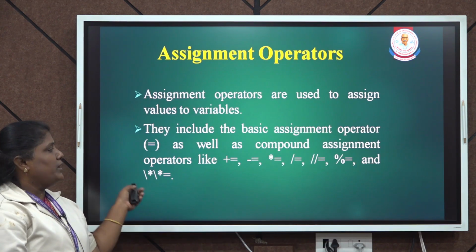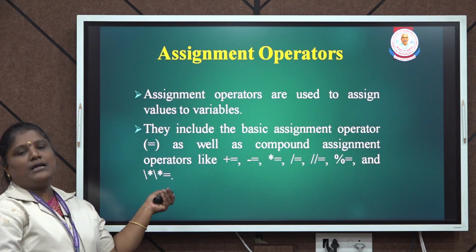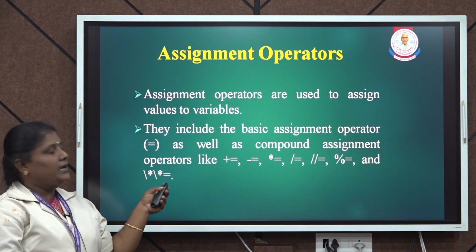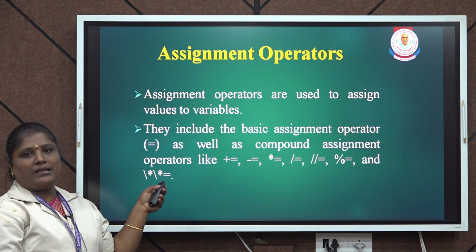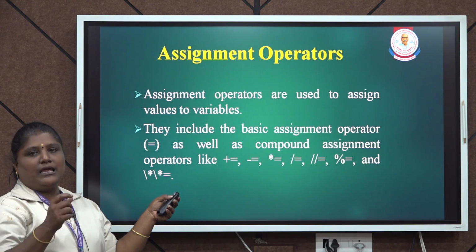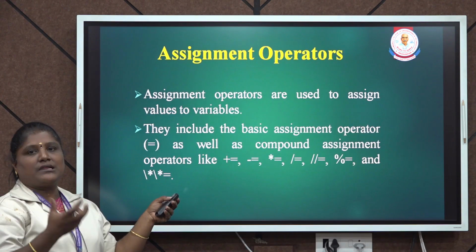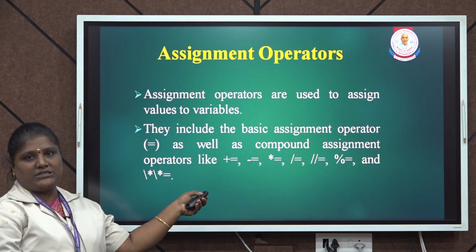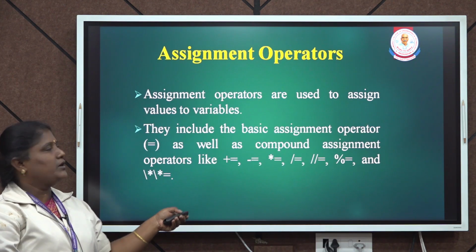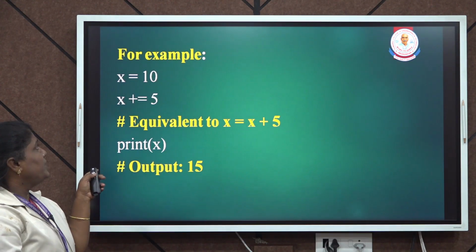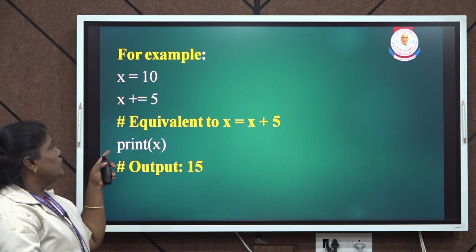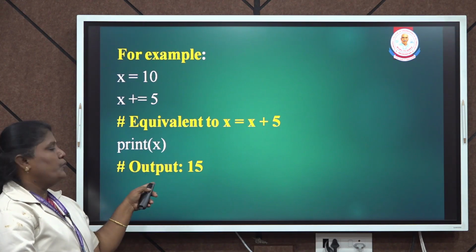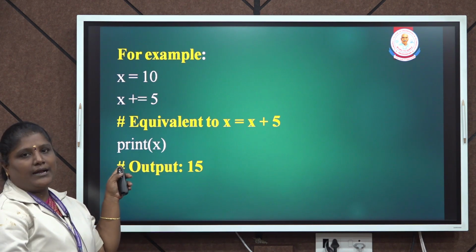These are the compound assignment operators, as well as the shorthand assignment operators. What is meant by plus equal to? x plus equal to y means x equal to x plus y. Both the left and right hand sides have the same variable name. So, it is called plus equal to, minus equal to and multiplication equal. It is known as a shorthand assignment operator. For example, x having the value of 10, x plus equal to 5 means x equal to x plus 5. So, 10 plus 5, then the output is 15. So, it is known as a shorthand assignment operator.